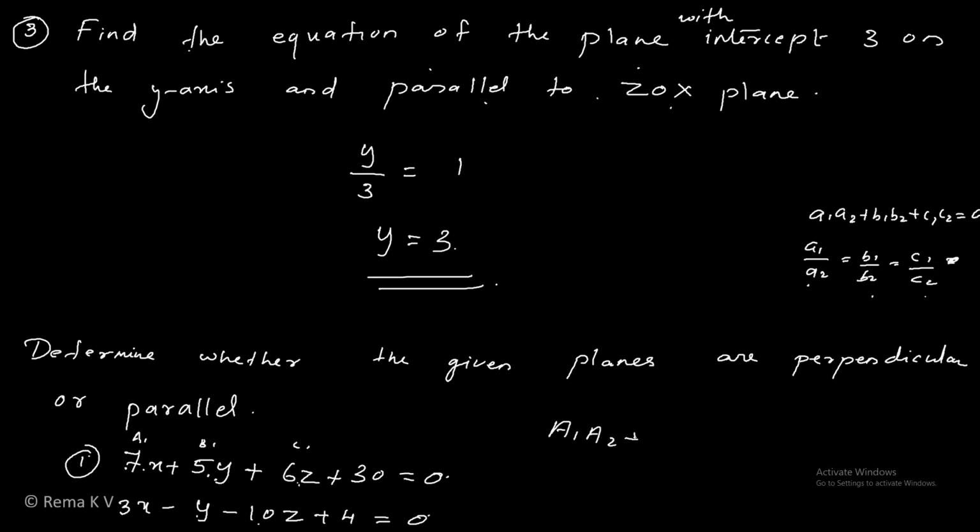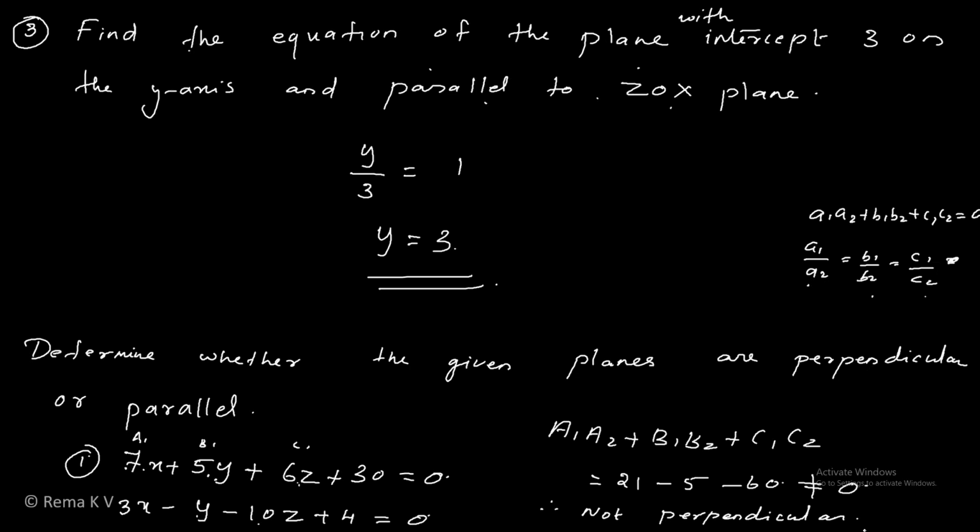A1 A2 plus B1 B2 plus C1 C2 equals 21 minus 5 minus 60, which is not equal to 0, isn't it? So the planes are not perpendicular. Are they parallel?